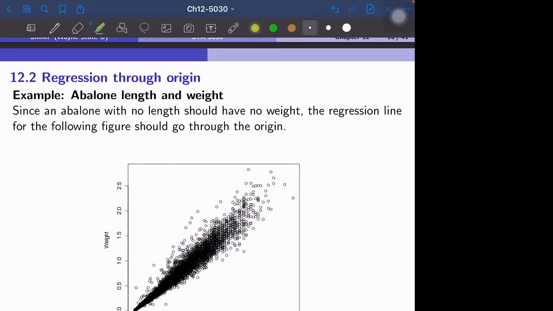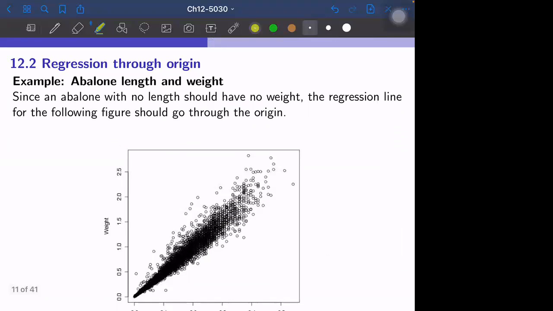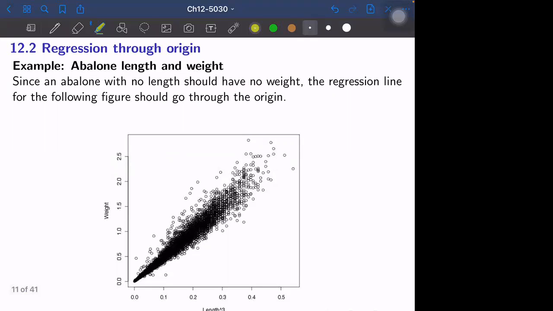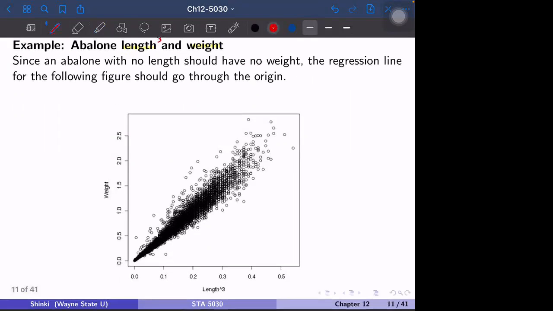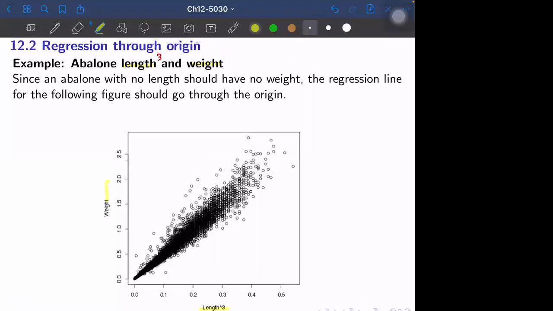Okay, example. So abalone, length and weight. Think about the relationship between the abalone length and weight. Since length is one-dimensional and weight is three-dimensional, we just take the cube of length. Then the x-axis is the length cubed, and the y-axis is weight. Then this is an almost linear relationship. And if the abalone size is 0, then both should be 0. So logically, it should go through the origin, and also this data looks like it goes through the origin if we fit a straight line.